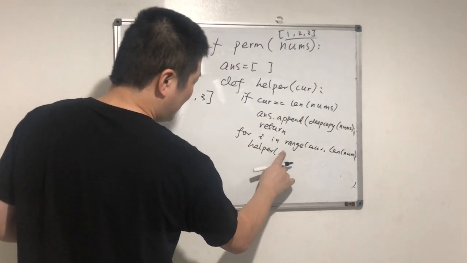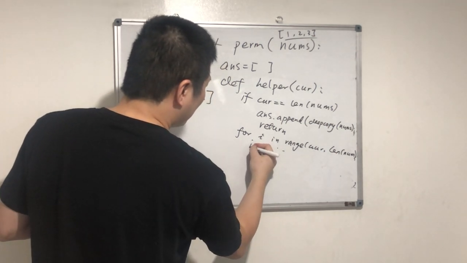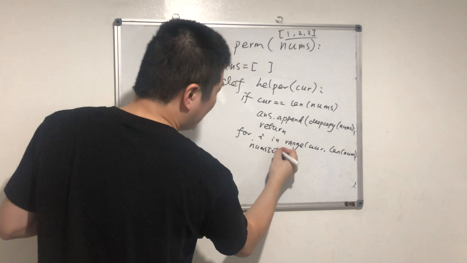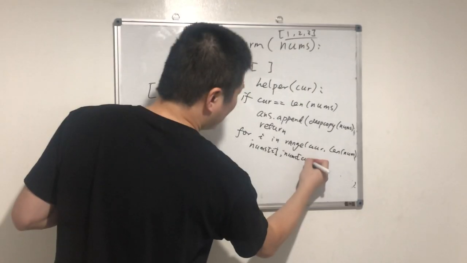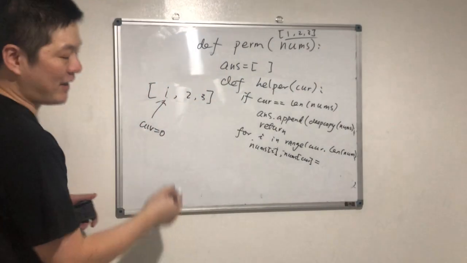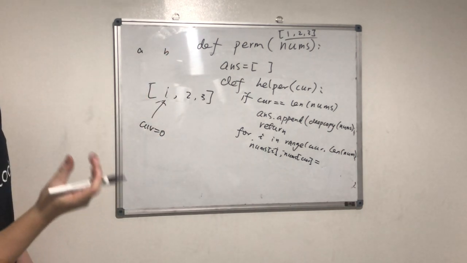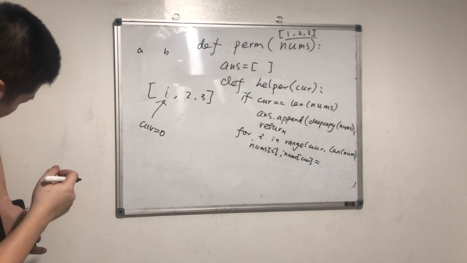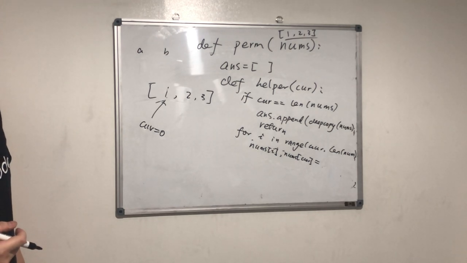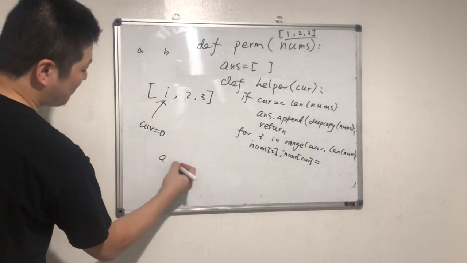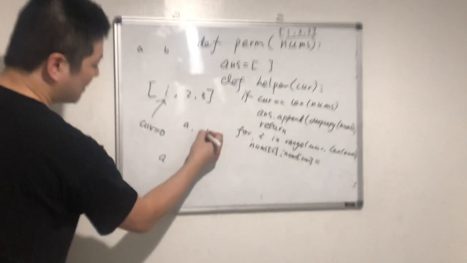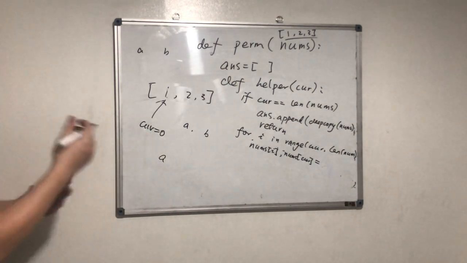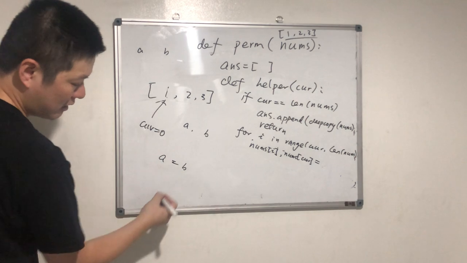So look, helper. Swap current. So nums i and nums current needs to be swapped. How do we swap it? A and B, how do you swap the values of A and B? Usually, how do you write it? A equals B, and B equals A?